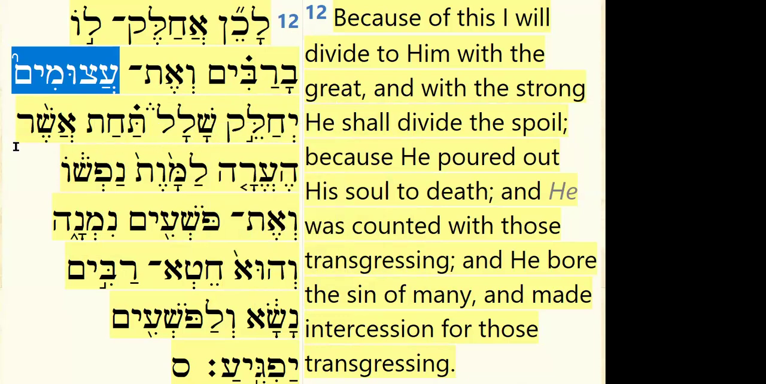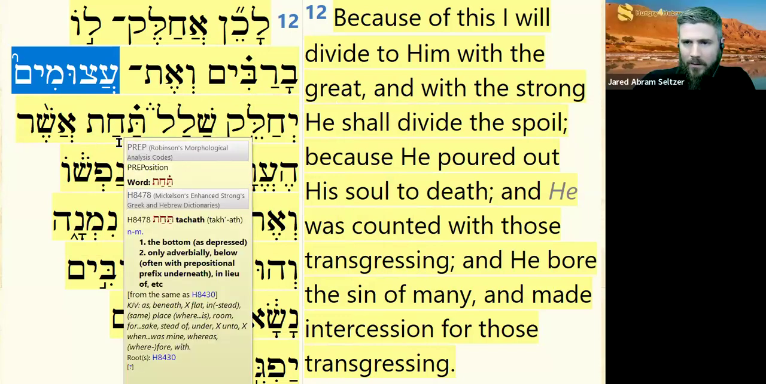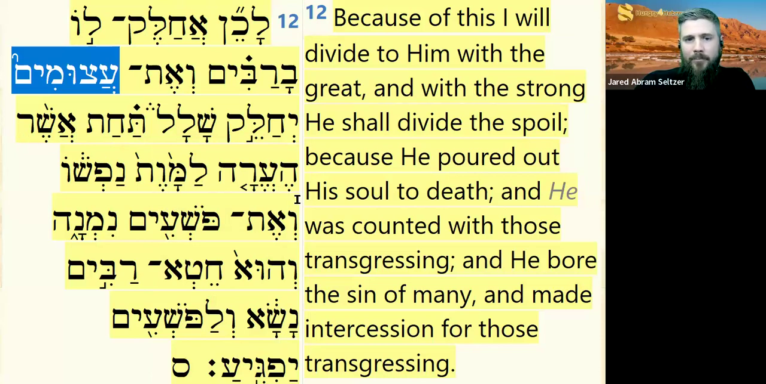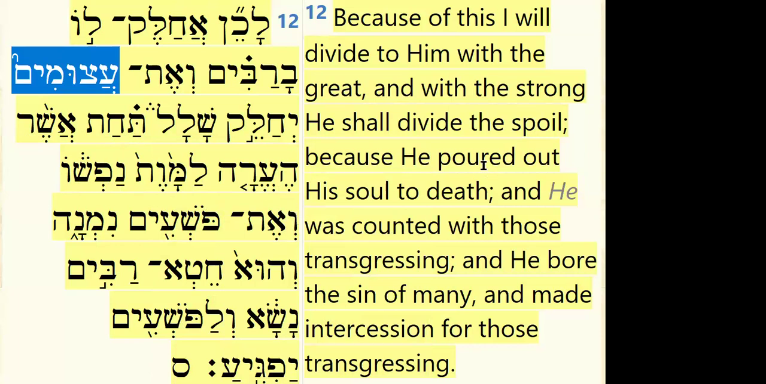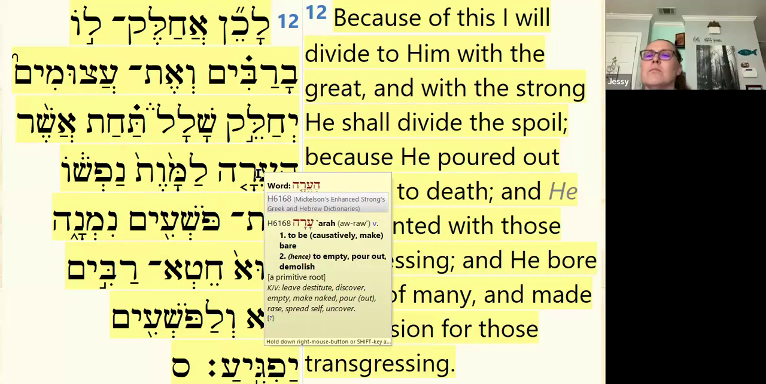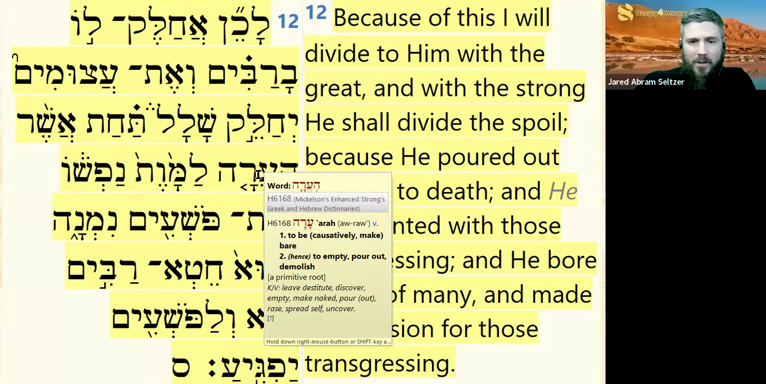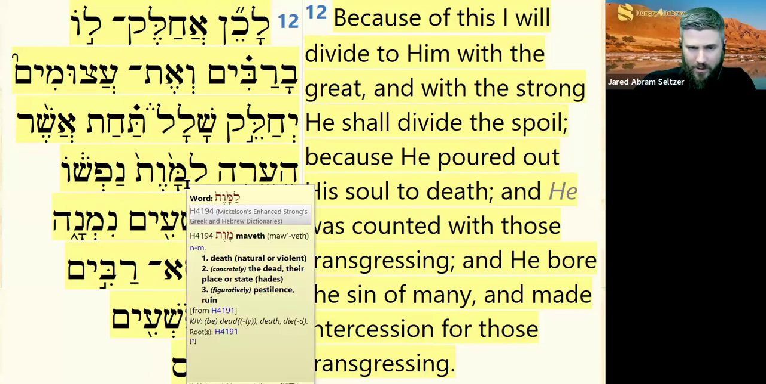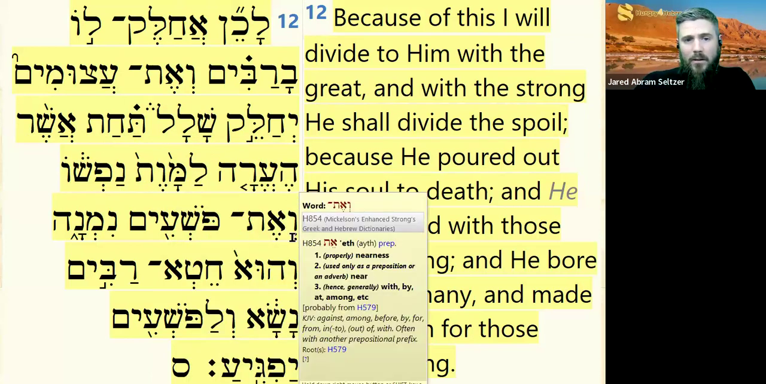Tachat asher, underneath that which is like because, for the reason that, he'era lamavet nafsho. Here it's he poured out, he'era. I'm not familiar with that one. Are you all? To make bare, to make empty, to demolish. Okay, so he'era lamavet nafsho, his soul unto death was poured out empty.